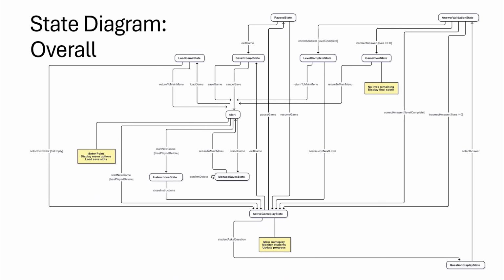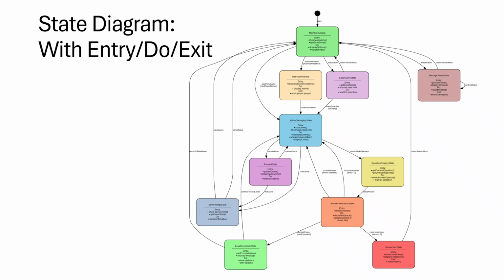The pause state allows branching to save, resume, or exit, each with its own transition path. Here you see our state diagram with entry, do, and exits. Each state has defined entry actions, do activities, and exit actions. For example, our active gameplay state loads the level on entry, monitors students during the state, and updates progress on exit.